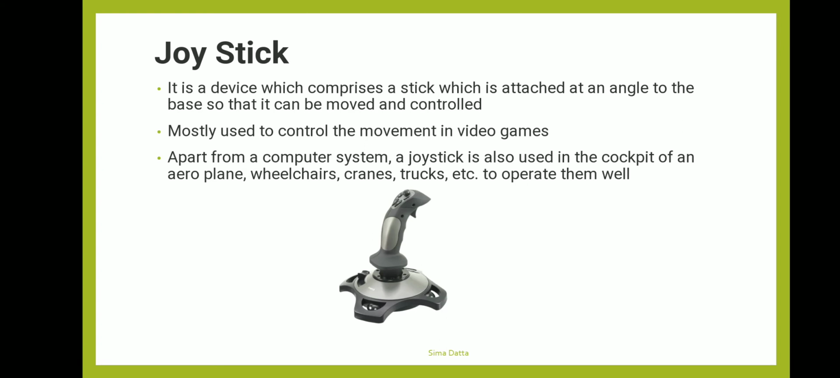Next one is the joystick. It is also a device which comprises a stick attached at an angle to the base so that it can be moved and controlled. It is also an input device. A picture is given, you can see there is a stick attached at an angle to a base, so you can move and control it. This is mostly used to control movement in video games. To play video games, joysticks are mostly used.